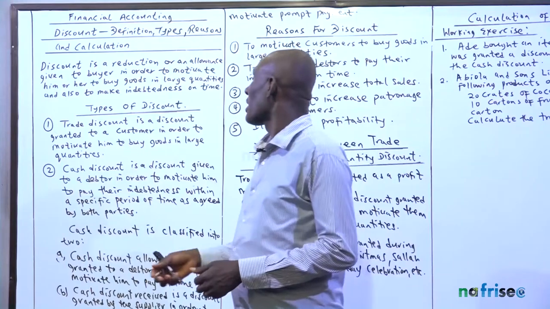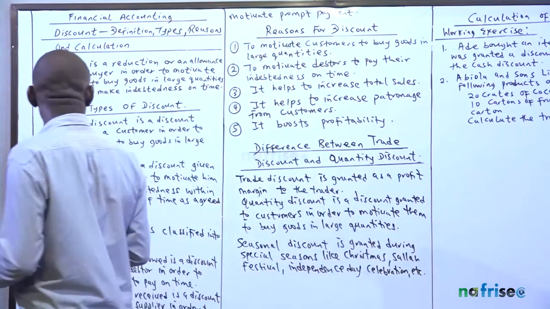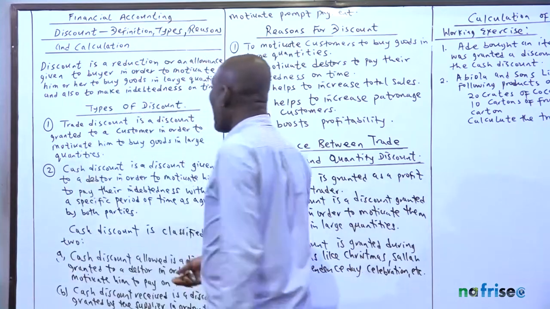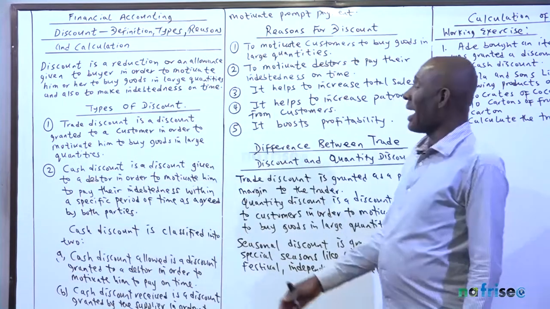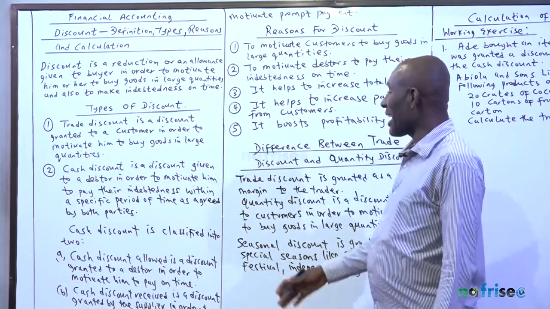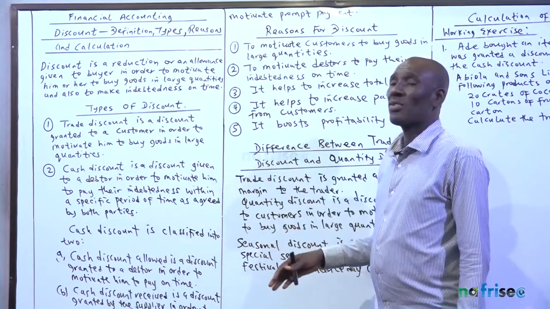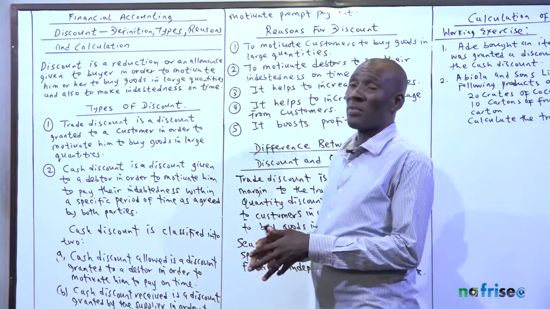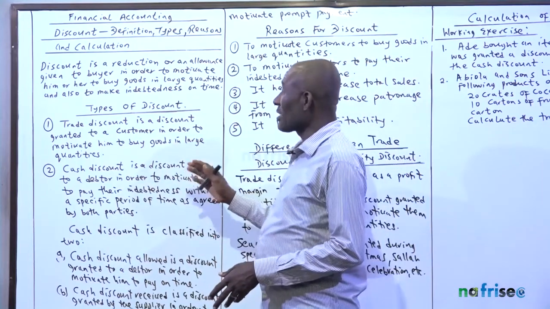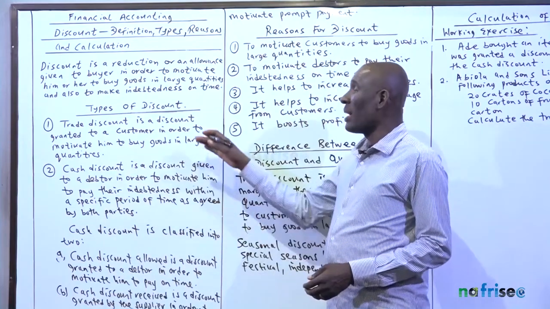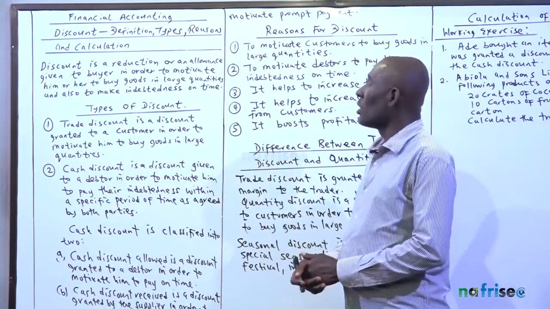Having said that, let's look at types of discount. Now, we have trade discount and cash discount. Like I said, there are others which we are going to see later. Trade discount and cash discount. Those are the two major types of discounts as far as this topic is concerned, because calculation will be based on these two at this level.